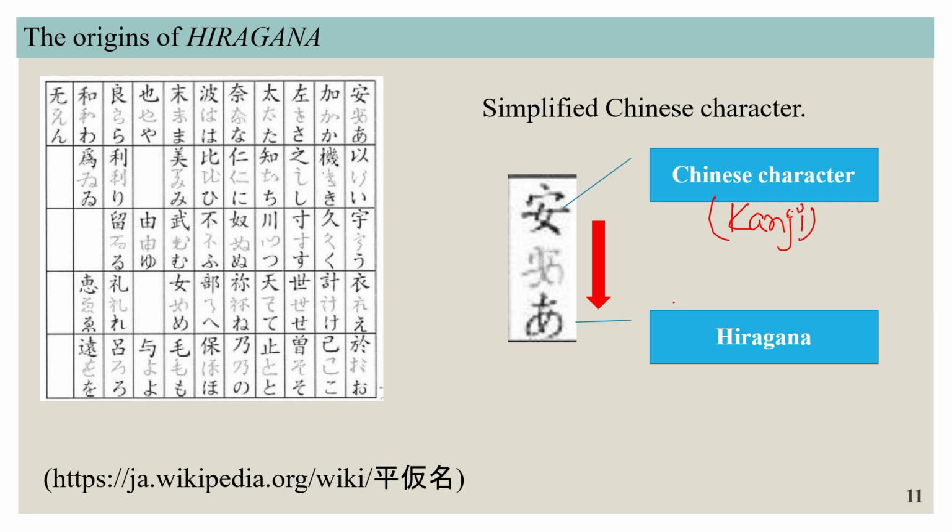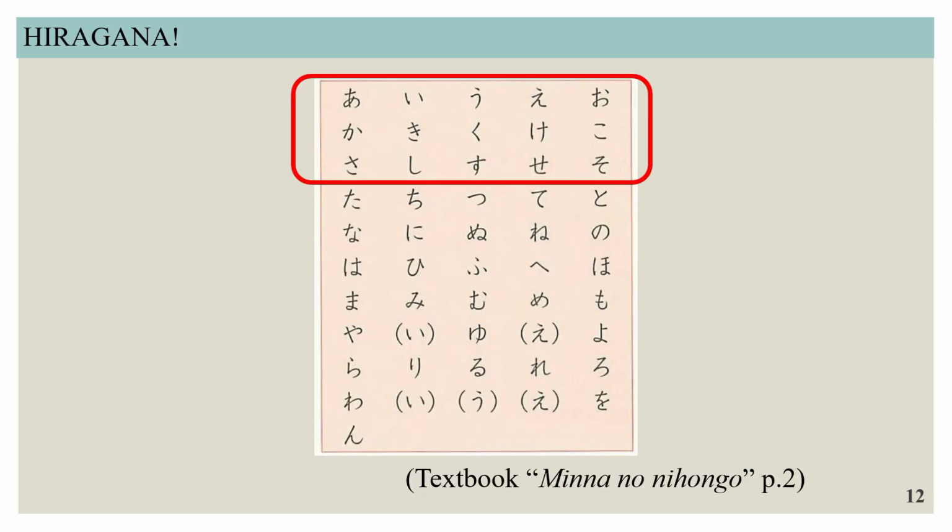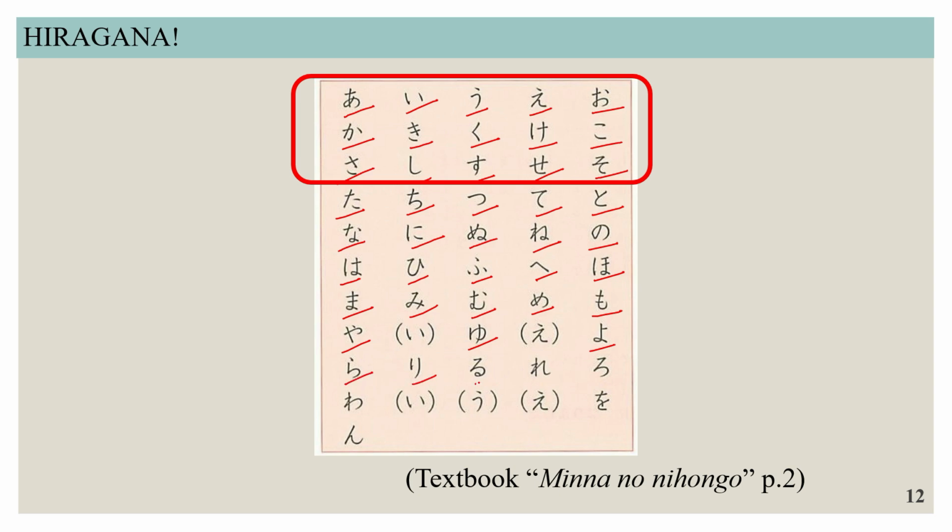Katakana is for foreign words. Okay. This is hiragana. So let's read again hiragana loudly. A, I, U, E, O. Ka, ki, ku, ke, ko. Sa, shi, su, se, so, ta, chi, tsu, te, to, na, ni, nu, ne, no, ha, hi, fu, he, ho, ma, mi, mu, me, mo, ya, yu, yo, ra, ri, ru, re, ro, wa, o, n.